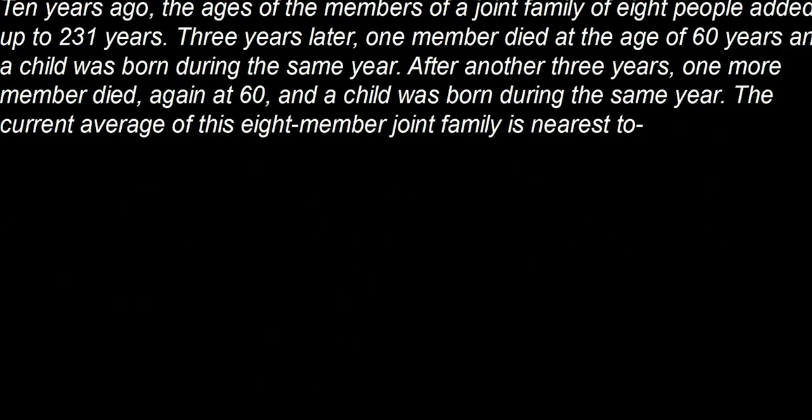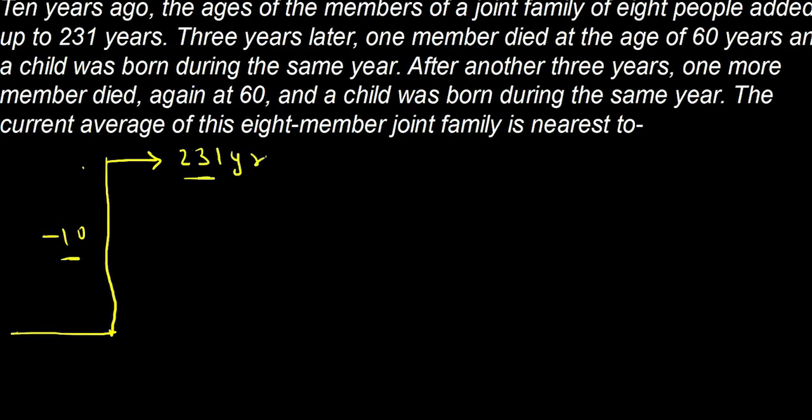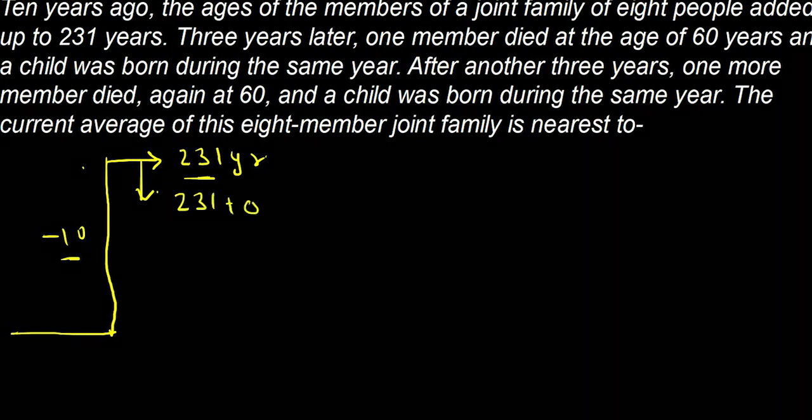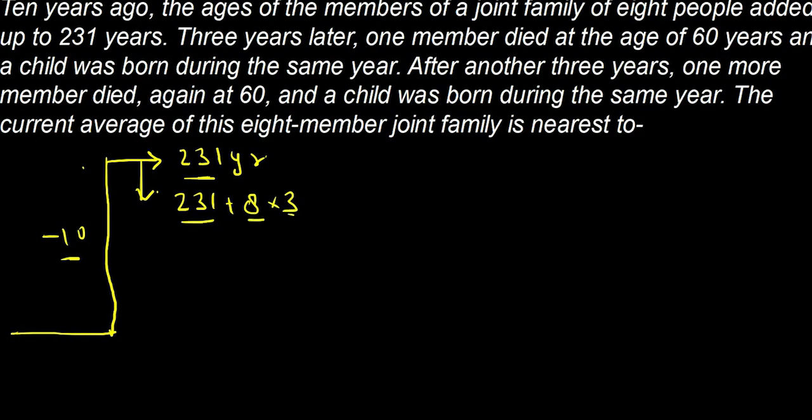Okay, this is again a very common question for all of them. 10 years ago, okay, so whatever the 10 years ago, let's say the percentage is going on. The ages of the members of a joint family of 8 people added up to 231 years. So at that time, this age is going to be 231 years. 3 years later, so what will happen? After 3 years, all 8 people are increased by 3 years. So what should we add? 231 should be added with 8 into 3. 3 years later, this will be the total age of the entire family.